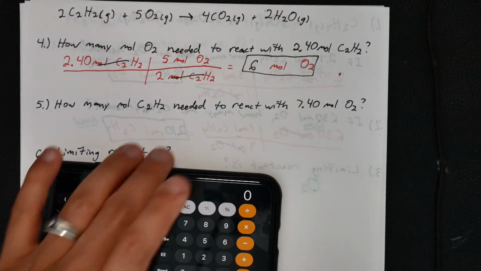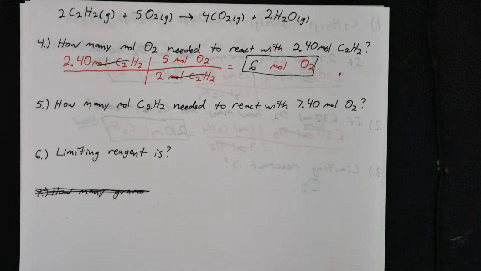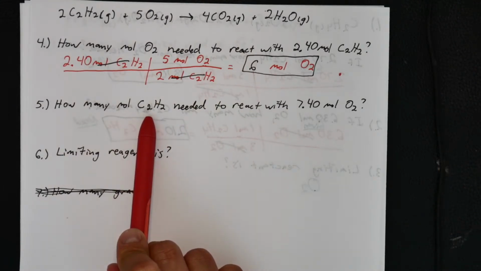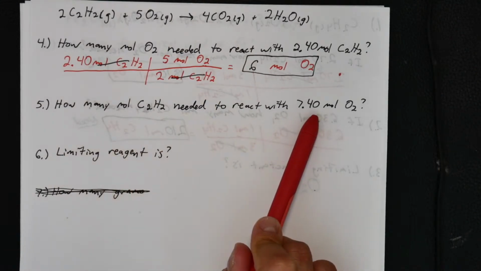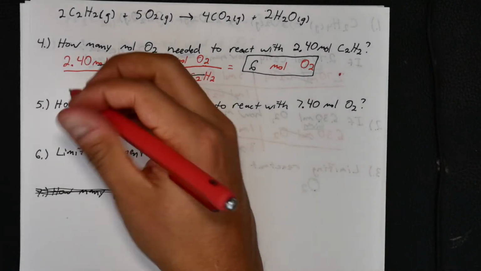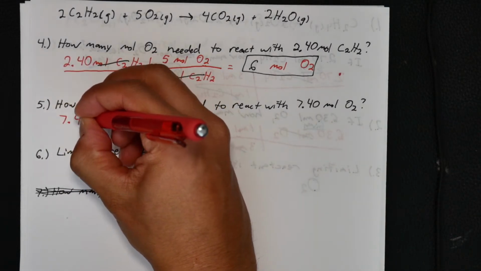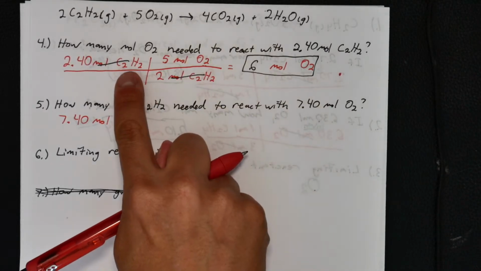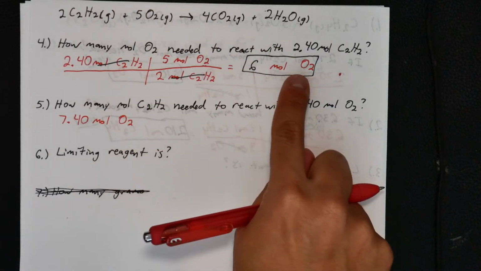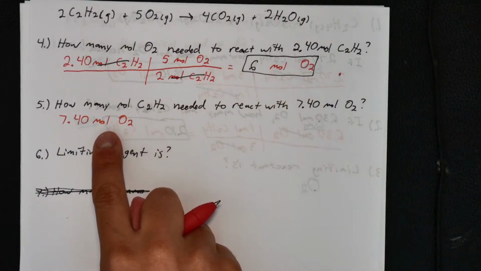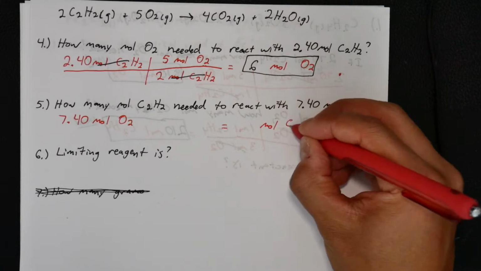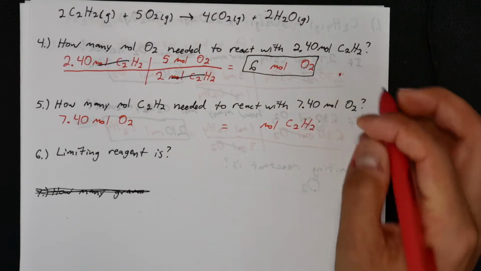I have it written already out for us. So same reaction. How many moles of C2H2 would be needed to react with 7.40 moles of O2? So it's like the previous problem, but now we're just going the other way around. So rather than starting with moles of C2H2 and getting moles of O2, we are starting with moles of O2 and we are getting moles of C2H2.